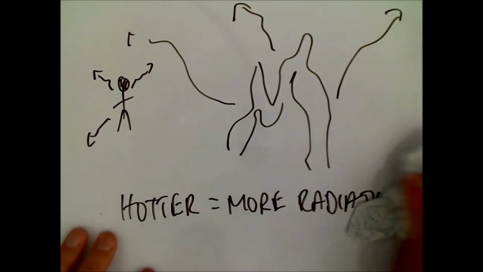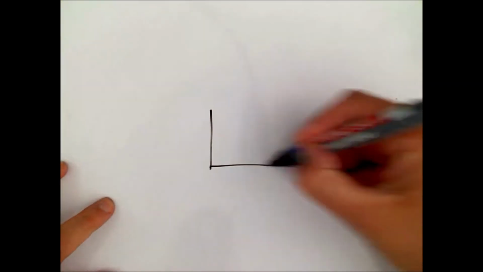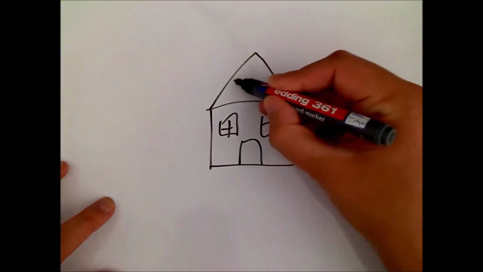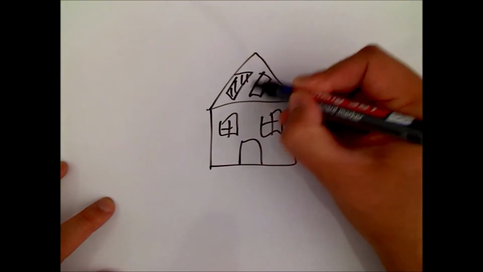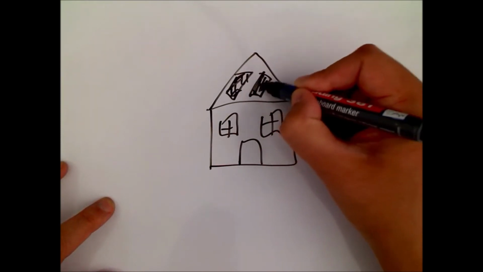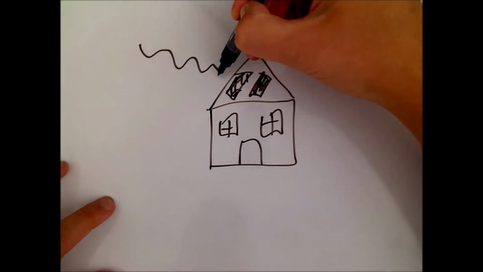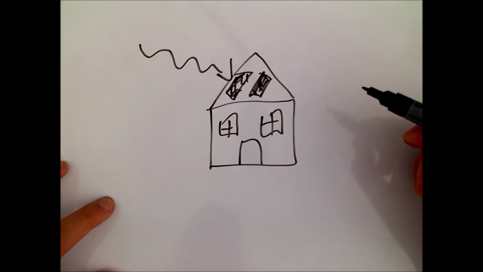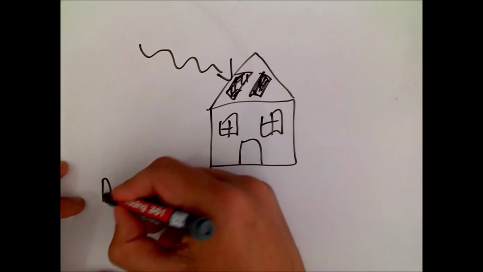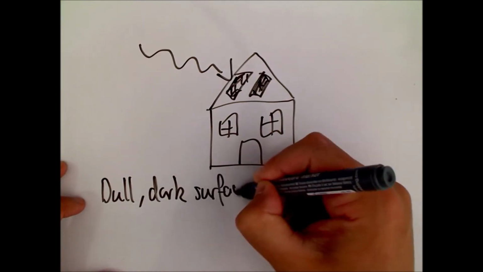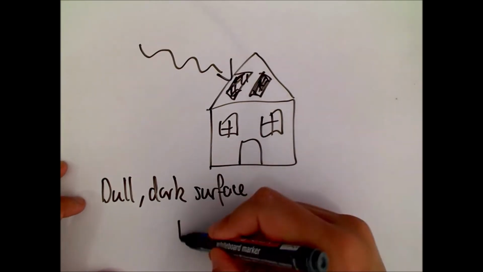Now, in practice, different coloured surfaces or different kinds of surfaces can give off and absorb more or less radiation than others. So if you've seen houses with solar panels on the roof, those solar panels are really dull and dark. Even on a hot sunny day when they're being lit up, they look really dull and dark, a really dark bluish colour. And that's because a dull and dark surface absorbs more radiation. So a dull, dark surface is best at absorbing.